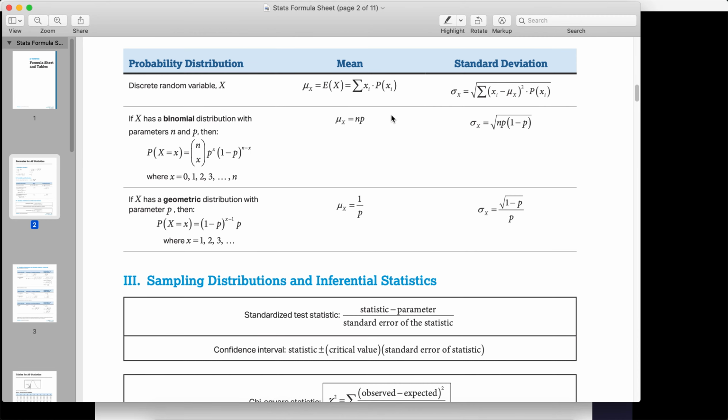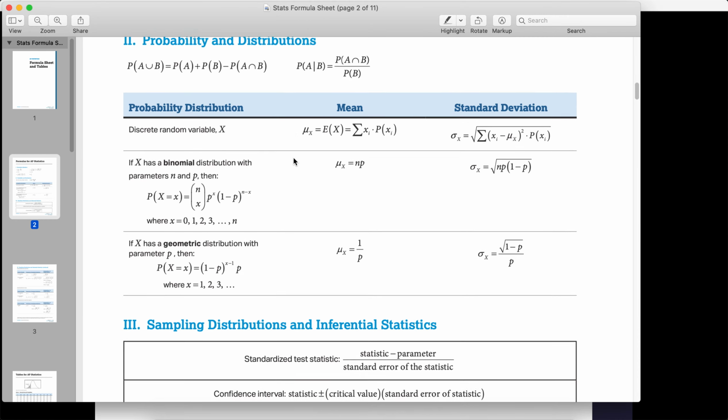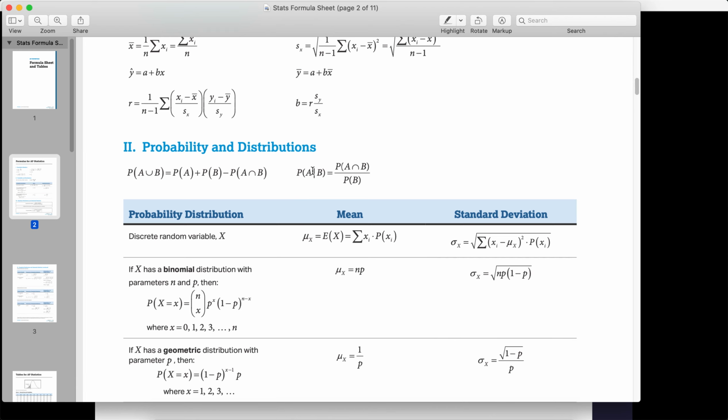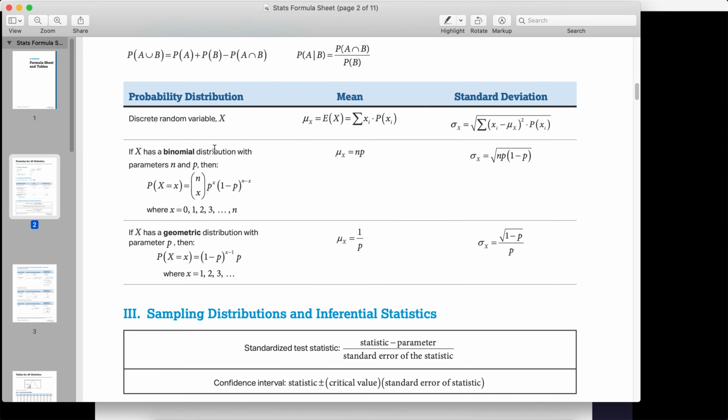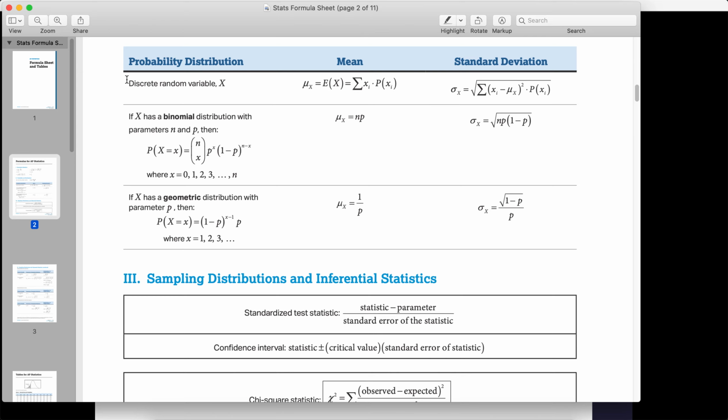Right now I'm going to pull up the stats formula sheet, and then right here under Roman numeral 2, after all these fun probability rules we dealt with, a couple lines down we have, I guess first I should acknowledge this. Since binomial distributions, and then later on geometric ones, are discrete random variables, these formulas still apply. But because these are very specific discrete random variables, we get shortcuts. So here we have the binomial distribution with its mean being np, and the standard deviation being the square root of np times 1 minus p.